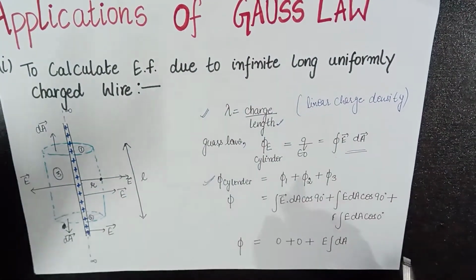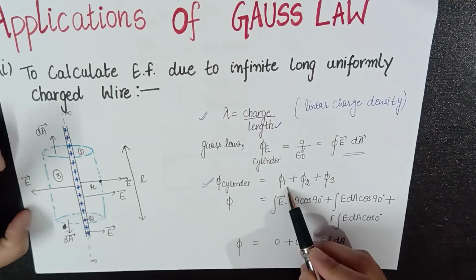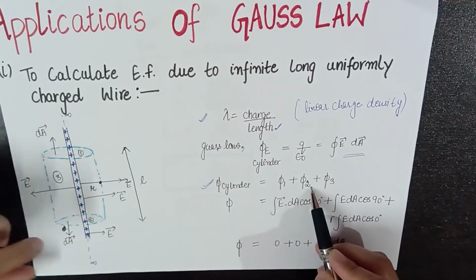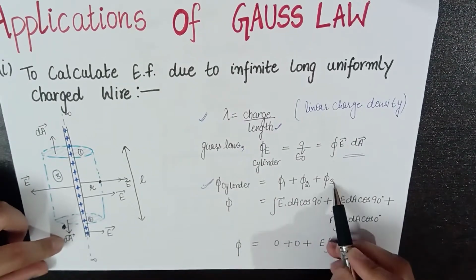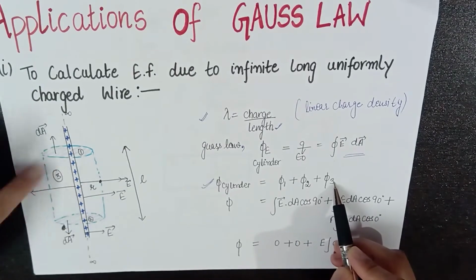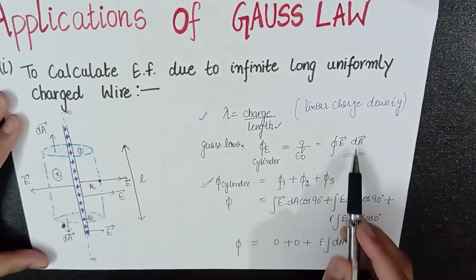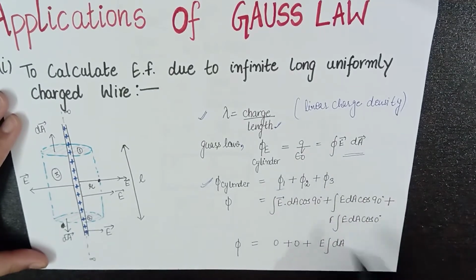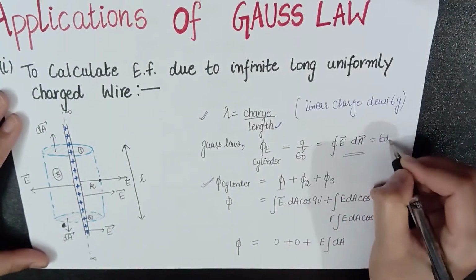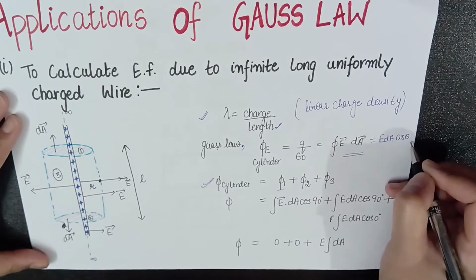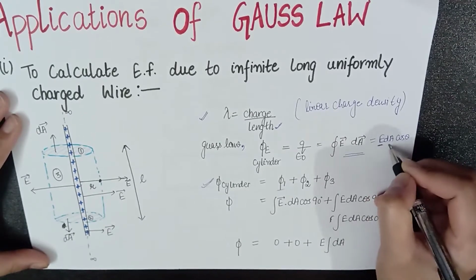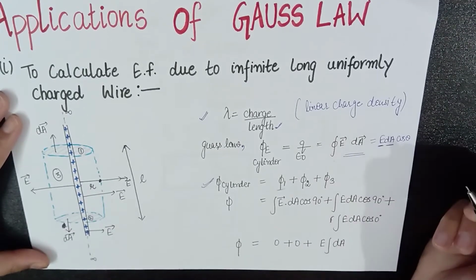Because we have three surfaces in the cylinder. Phi 1 is because of the upward surface, phi 2 is because of the second, downward surface, and phi 3 is because of the curved surface of the cylinder. So if you elaborate, you know that phi is equal to E dot dA, or you can say E dA cos theta, where theta is the angle between the electric field and the area vector.